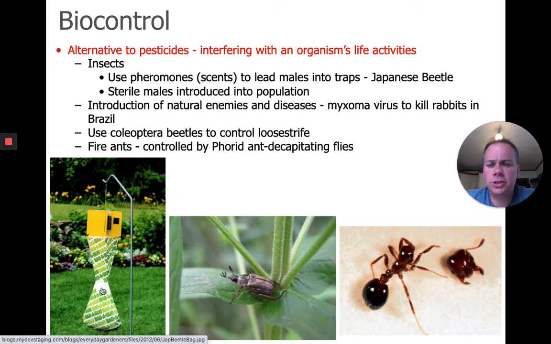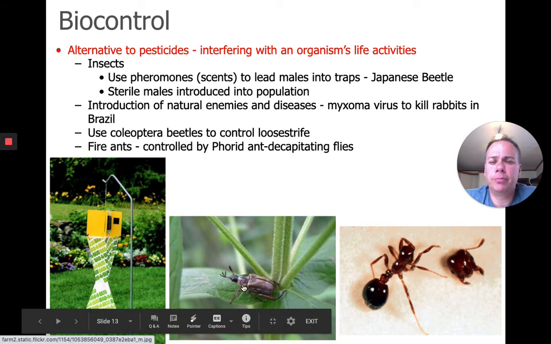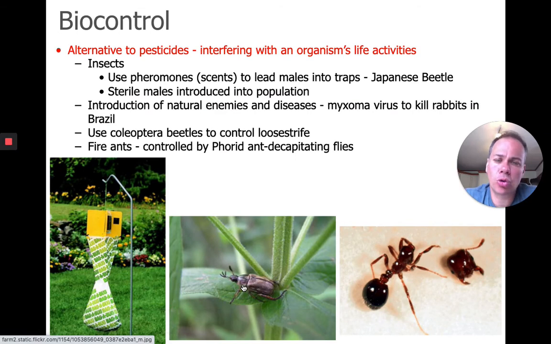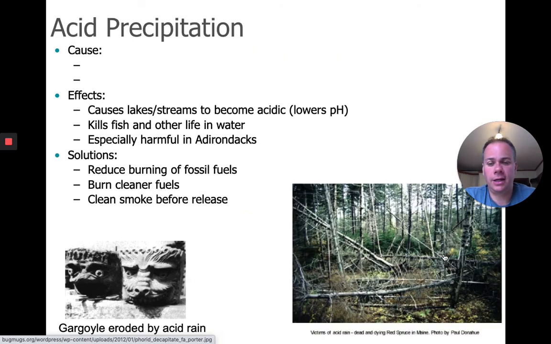Scientists sometimes introduce sterile males of an insect into the population. It mates with females. However, because it's sterile, they don't have any offspring, so it helps to limit the population. Bringing in special predators or diseases of an invasive species is sometimes done. I used to do an activity where we raised these Coleoptera beetles and then brought them down to the Utica Marsh and released them to help control the population of purple loosestrife. There are these flies that decapitate ants, and sometimes they're introduced in an area to help control fire ants.